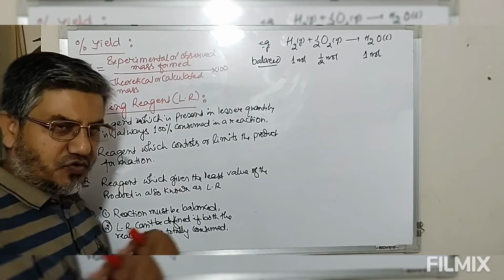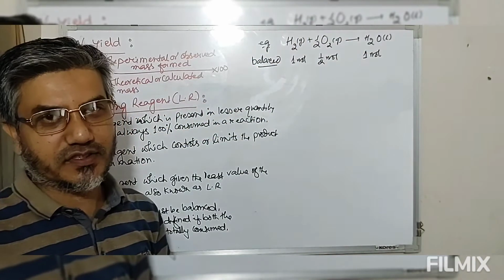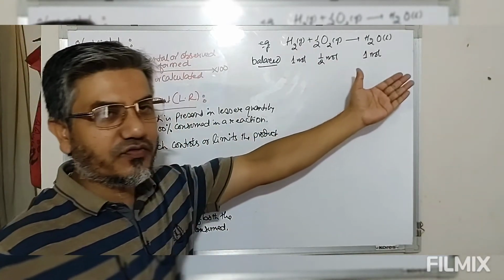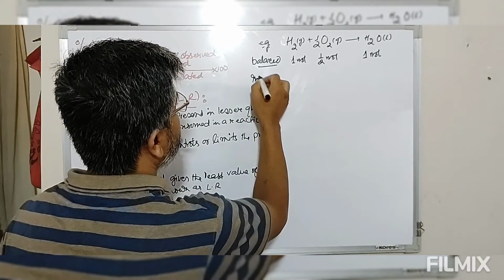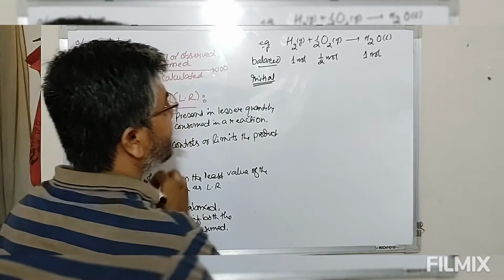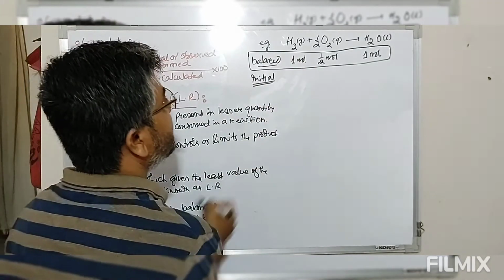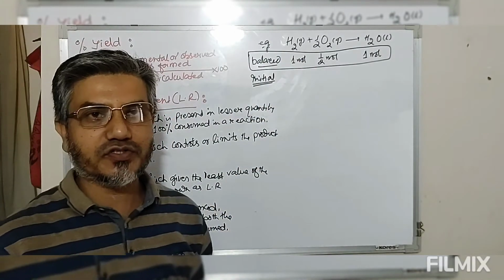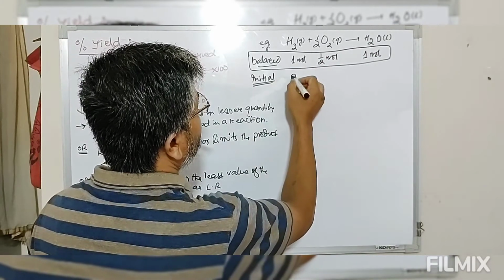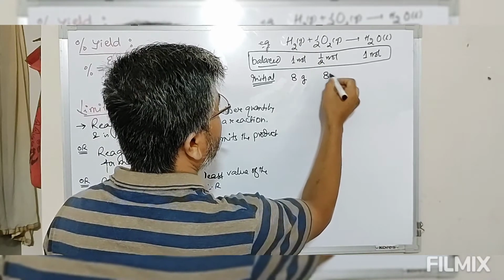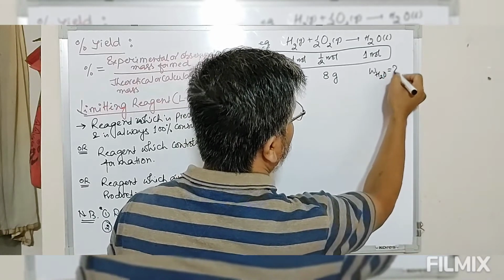Now suppose the reaction is started with 8 grams of hydrogen and 8 grams of oxygen. The question says how many moles of water will be formed. The initial is what we start the reaction with, and this is the one obtained from the balanced reaction, so we need to have the balanced reaction. We can start with any amount of hydrogen and oxygen to carry out the chemical reaction. So suppose we started with 8 grams of hydrogen and 8 grams of oxygen. How many grams of water will be formed?